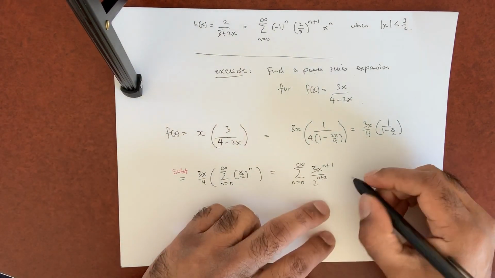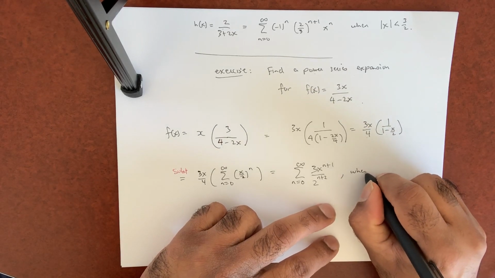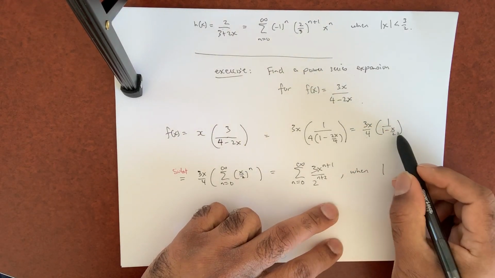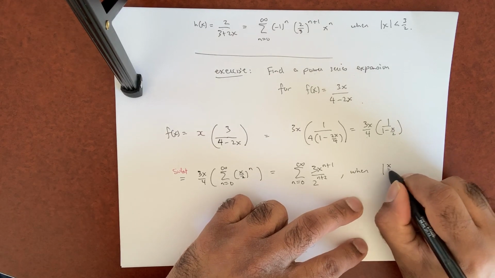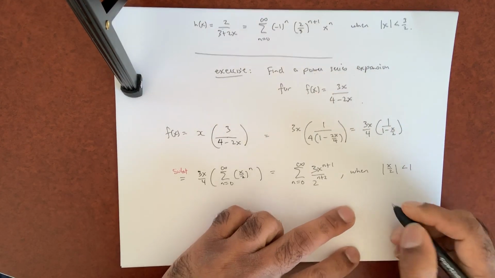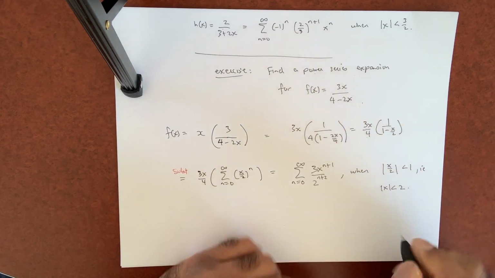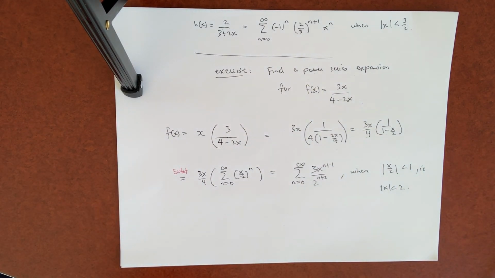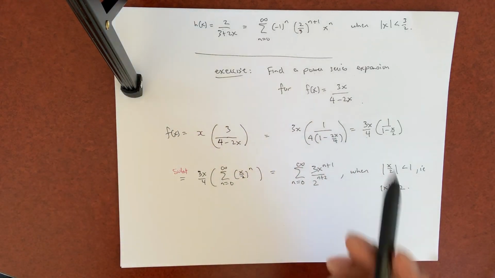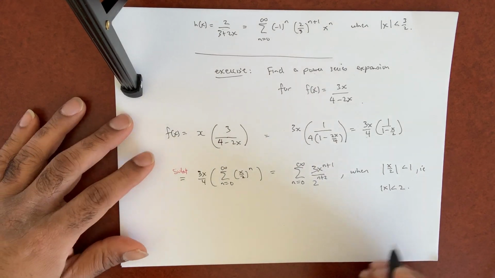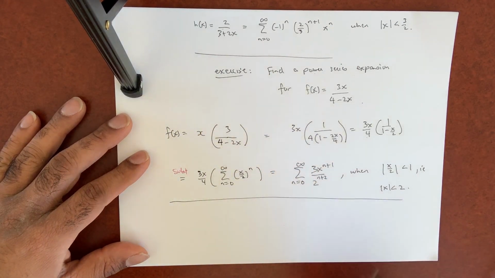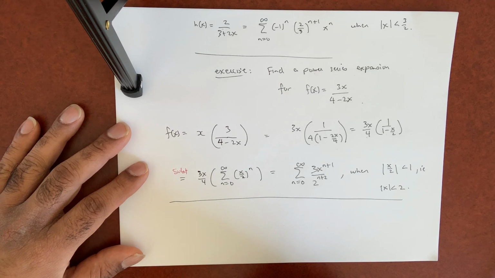And where does this converge? This is true when we had replaced x with x over 2, so as long as x over 2 is less than 1, we're good, i.e. absolute value of x itself less than 2. So as long as x is less than 2 in absolute value, this power series expansion holds true. Okay, so that was that exercise.